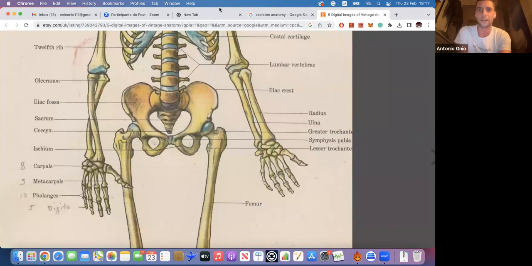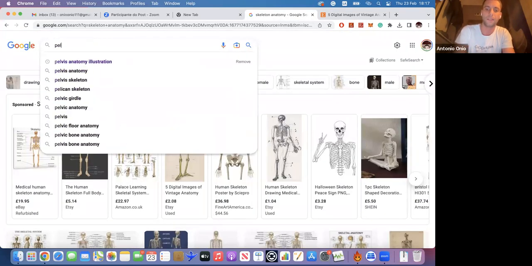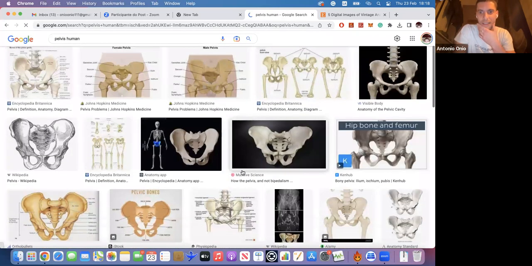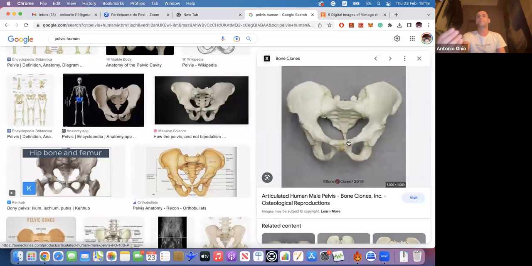Because if we take this here and look at a real pelvis, the pelvis is not tilted. The pelvis is under, so our spine ends.